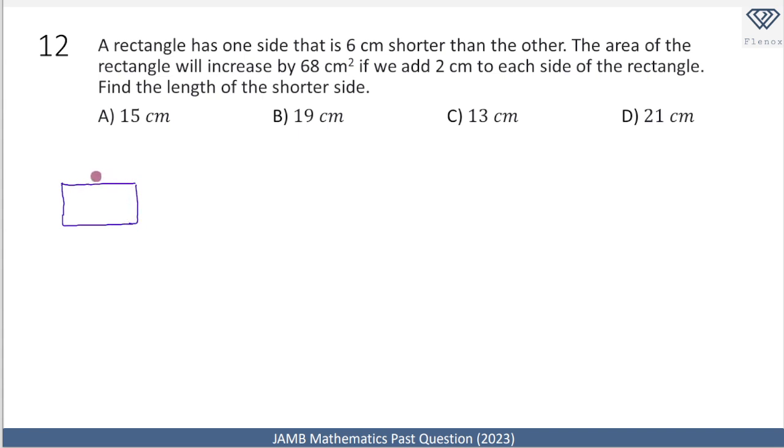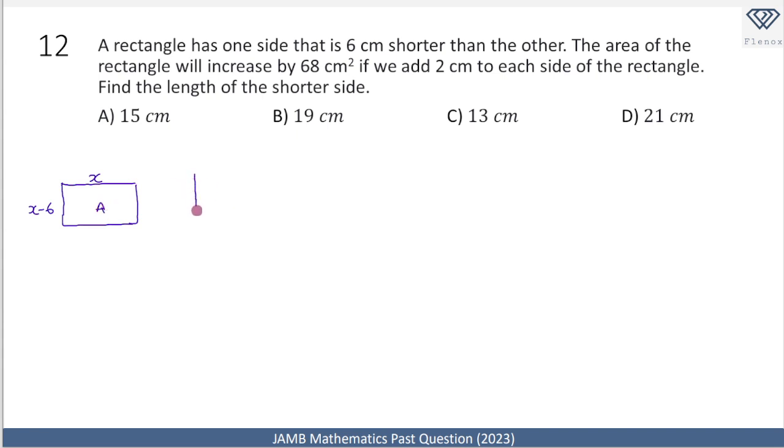So let's assume that one of the sides is x. We are told that the other side is 6 centimeters shorter. So that means we can say that it's going to be x minus 6, because it's 6 centimeters less than x. Now we're told that this is the rectangle. Now they say that the area of the rectangle, let's just call that A for now, if that makes sense.